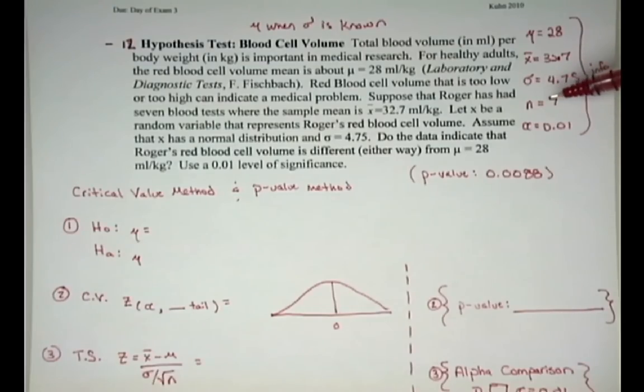A lot of times when you have a small sample size, you want to use a t-test, but a lot of times you don't know the population standard deviation. So we know it, so we're going to use a z-test, okay?